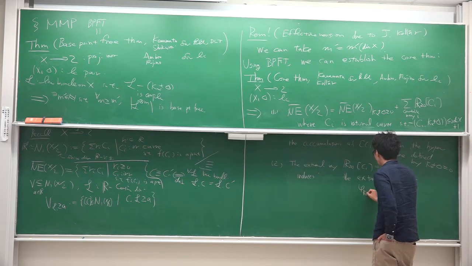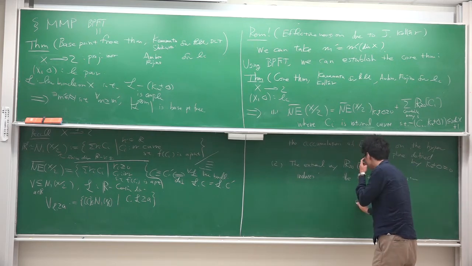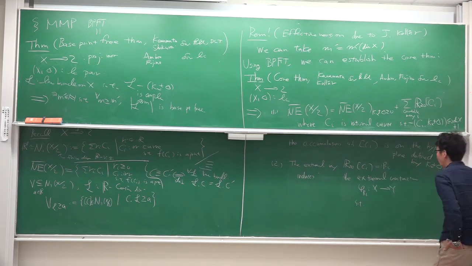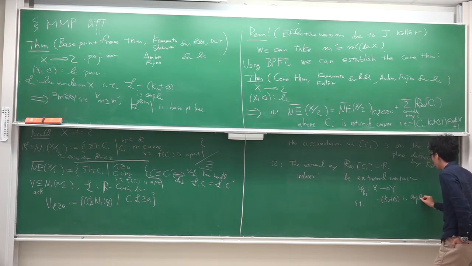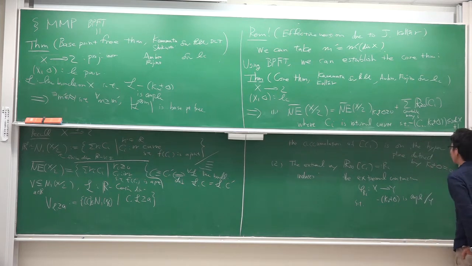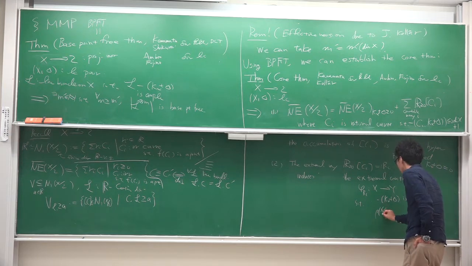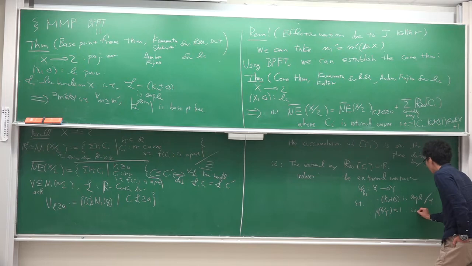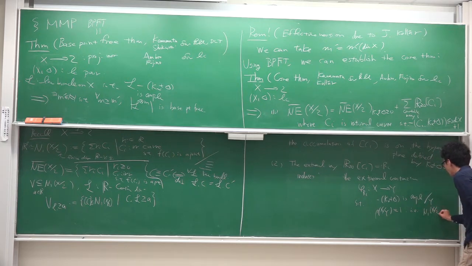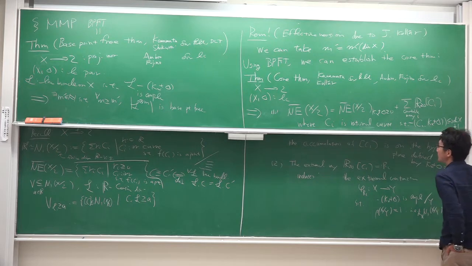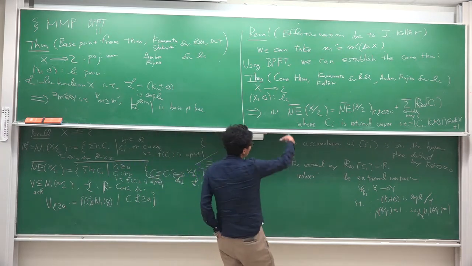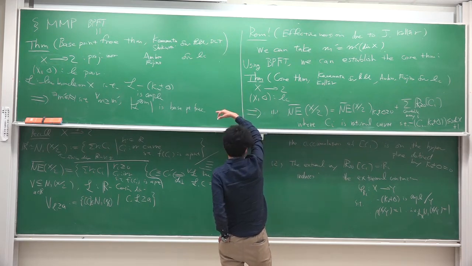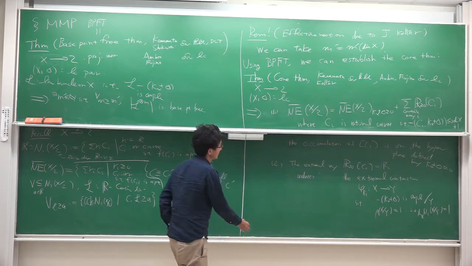By R, I, Y, such that minus Kx plus delta is ample over Y. First one, we also need the base point theorem, but it's more close to the case.